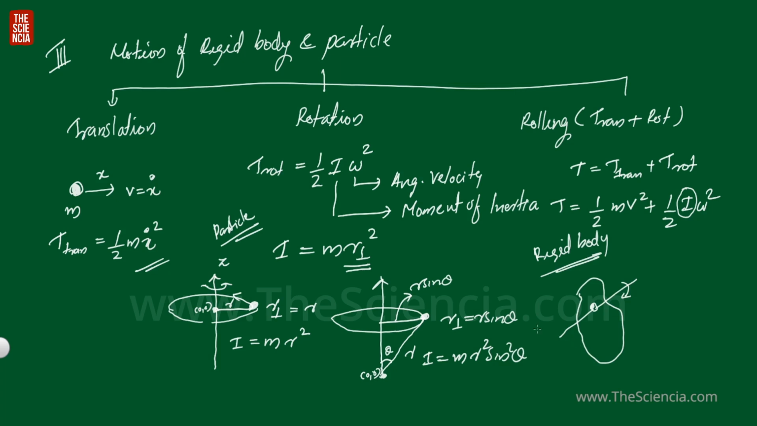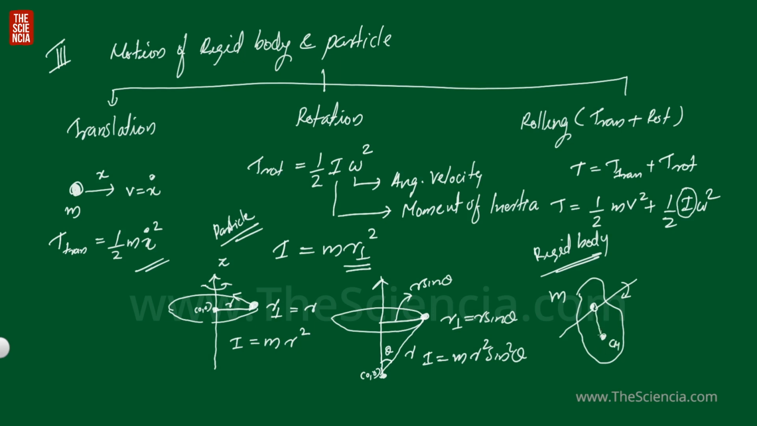Here you know how to find out the moment of inertia of a particle. But in the case of a rigid body, the mass is distributed. Then how can we calculate the moment of inertia? Here I am considering the entire mass of the body, that is, the total mass of the body is m, and I am considering it to be concentrated at this point, that is, its center of mass point.